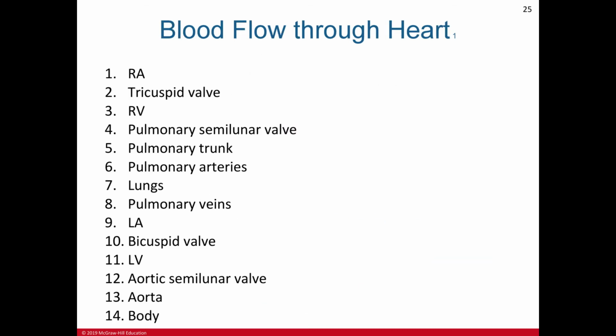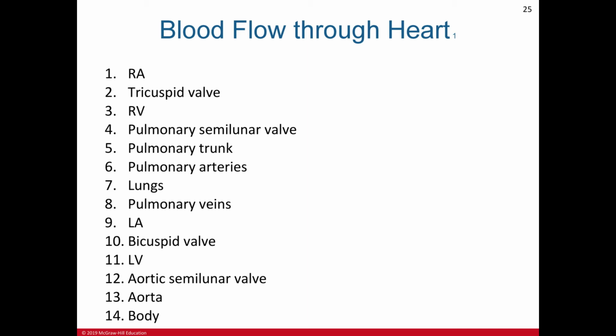Here is a very important highlight of this topic: blood flow through the heart. We will discuss how the blood flows from the outside to the inside of your heart, and how the blood becomes oxygenated and deoxygenated. First, the blood will enter the right atrium from the systemic circulation through the superior and inferior vena cava.